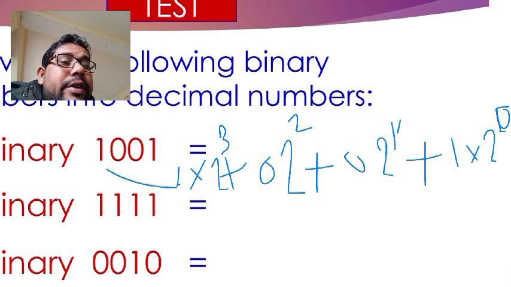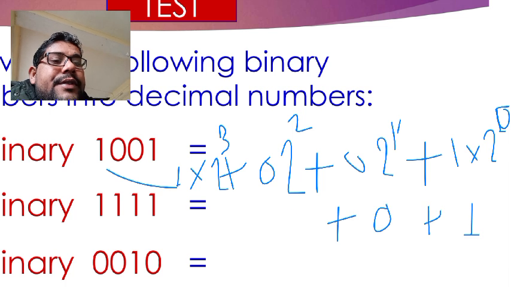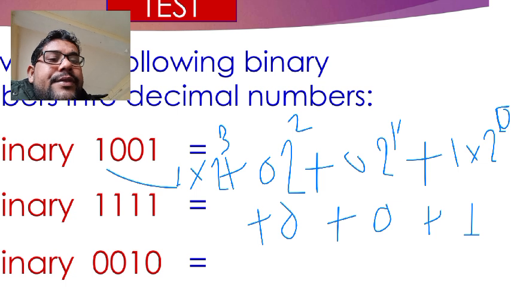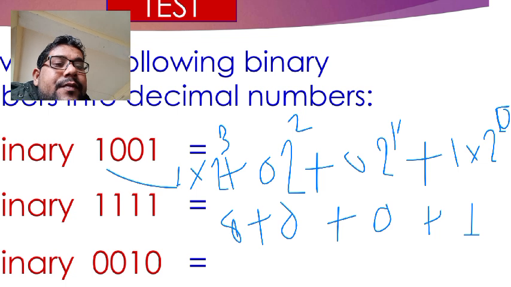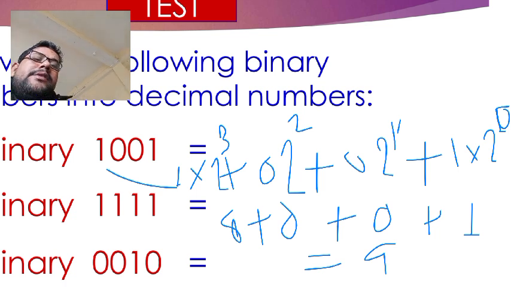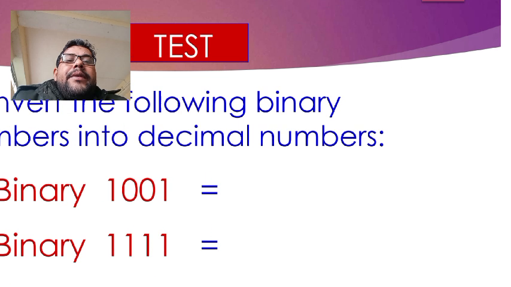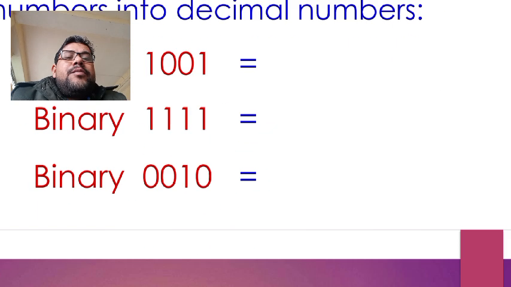In this way we can calculate. So 2 to the power 0 equals 1, 1 multiplied by 1, plus 0 plus 0 plus 2 to the power 3, which is 8, equals 9. In this way you can calculate. This is your homework: convert the given number to a decimal number.